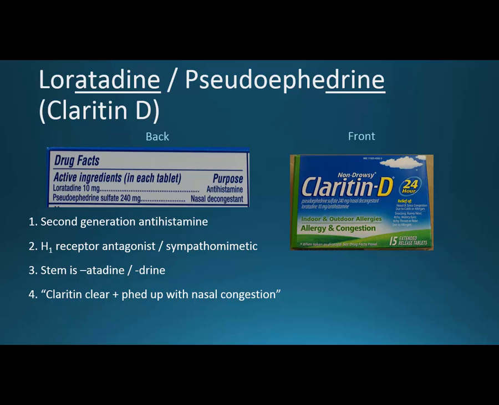The stems, we have atidine for loratadine as the second generation antihistamine. And then DRINE, D-R-I-N-E, is actually a stem for the pseudoephedrine, the sympathomimetic. The way to remember, so again, Claritin clear, that tends to help people remember, okay, clear up my allergies. And then one of my students said, I'm just fed up with nasal congestion. The PHED in pseudoephedrine is how they remembered the D in Claritin D, and I thought that was pretty good.